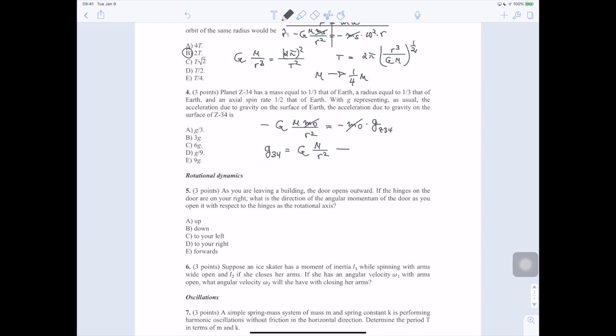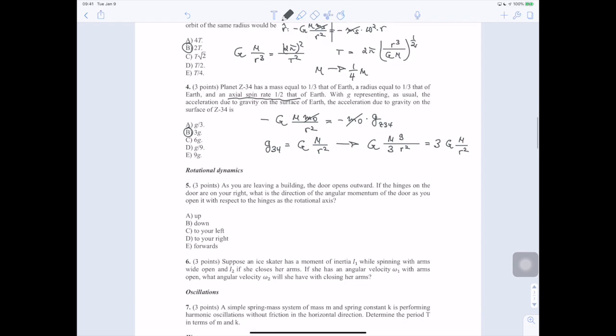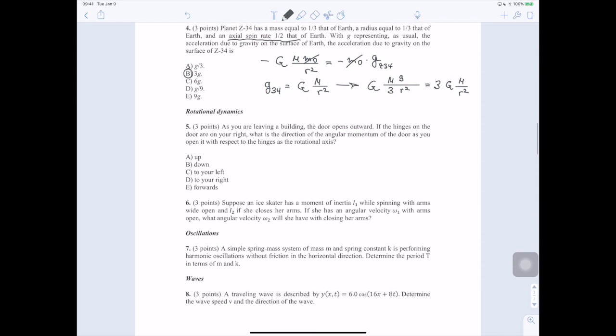So now if we're going over to a system where, so we have g, but now we're going over to 1/3 of the mass, so M we're dividing by 3, and then the radius goes also to 1/3 of that. So we have here r squared times 9. So this would be then 3 G M divided by r squared. And so therefore it's a factor 3. So the spin rate which is mentioned here does not really enter in this problem.